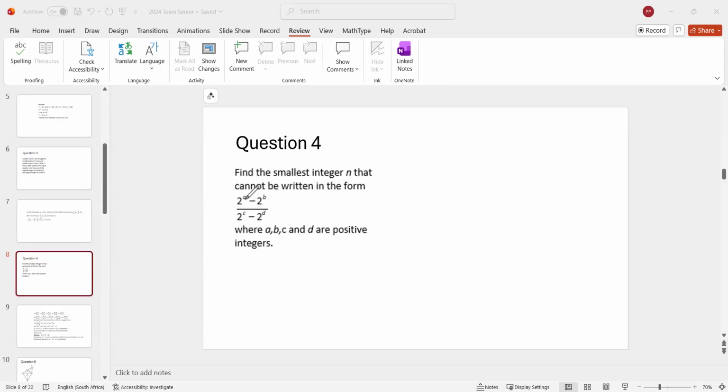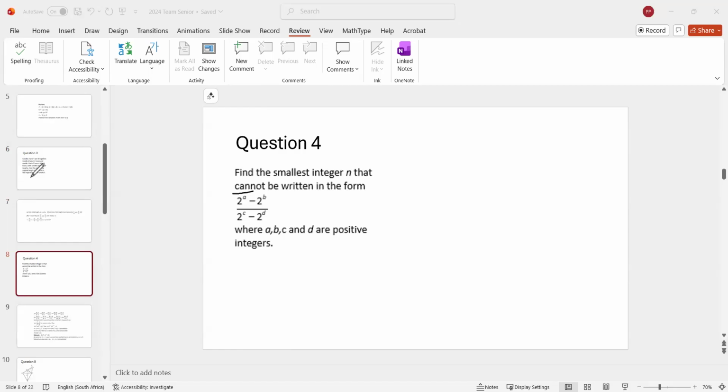If any one of them was 0, then you have 2 to 0 is 1. The a, b, c, d are all exponents, so they're all greater than 0. So none of these are 1. So you want to write a random integer like this, and you want to know what is the smallest integer that cannot be written like that.